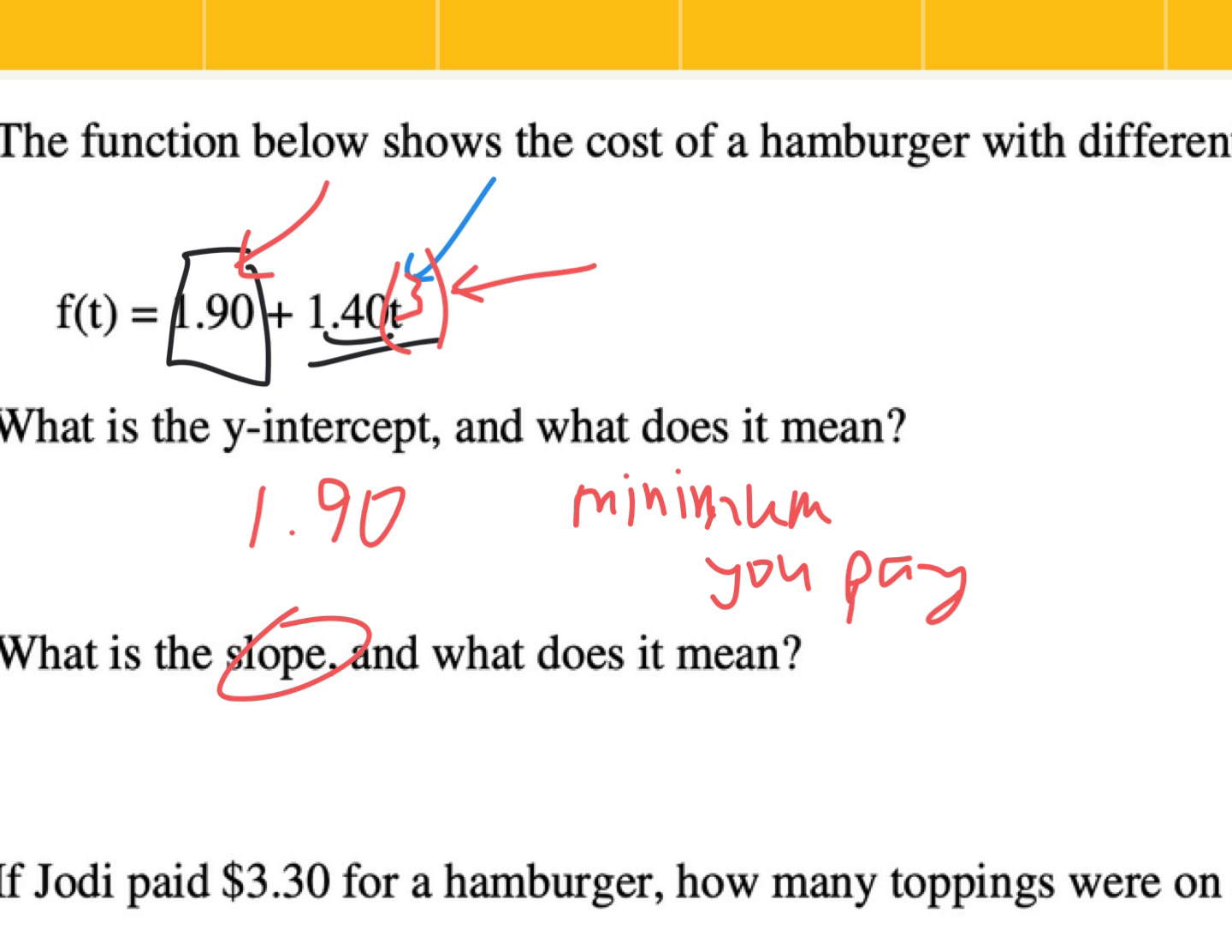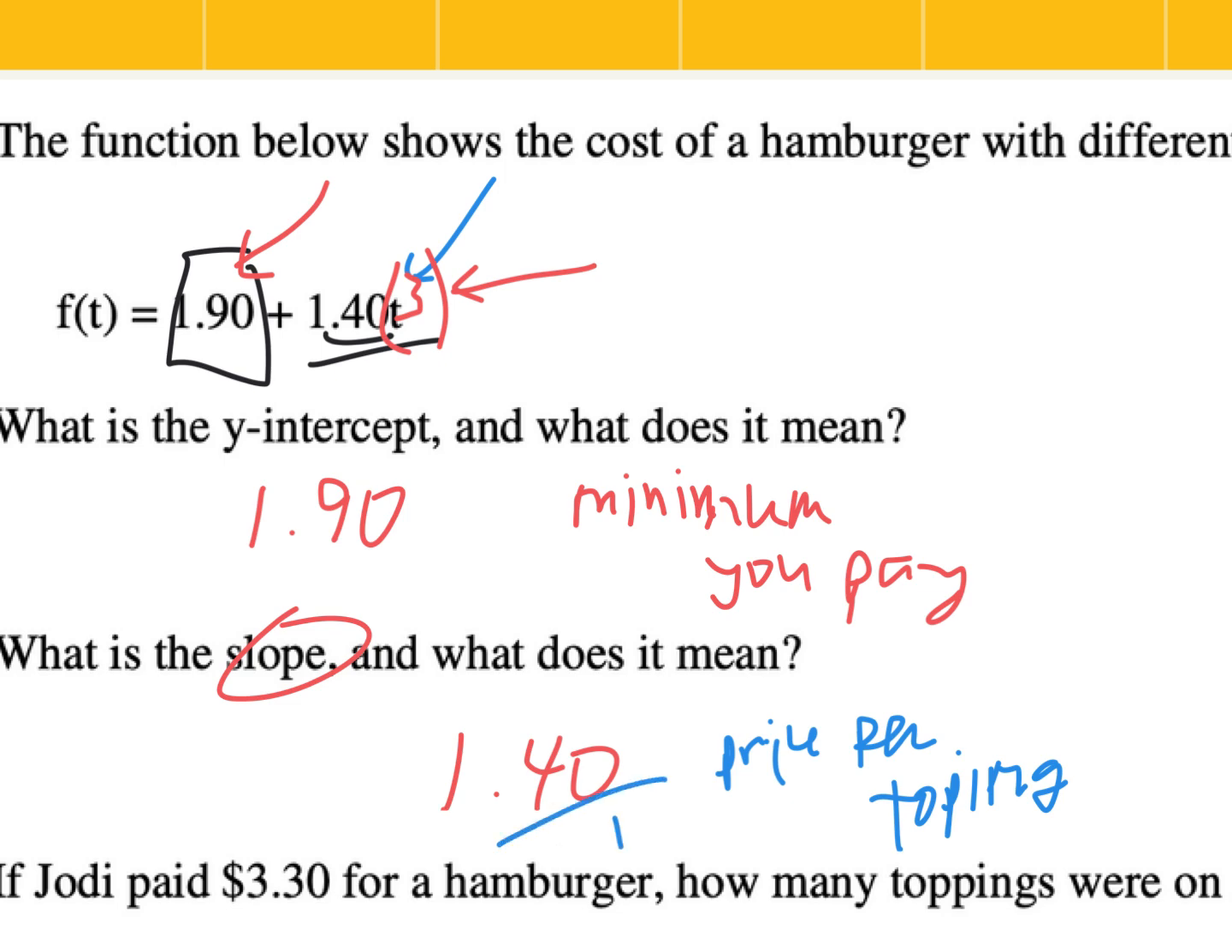What's the slope? That's the $1.40. And what does it mean? Well, it's price per topping. Per means divide, by the way, if you didn't know that. Price per topping. It's the price divided by the toppings, and you get one topping for $1.40. So it's like $1.40 for one topping.